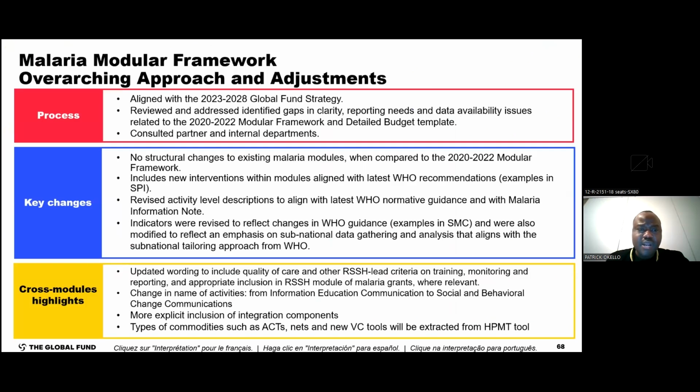What we did was to align it to the next Global Fund strategy, and looked a little bit more to see other areas that need refining and improvement. We did a very wide partner consultation, both internally and externally. The good news is that we don't have many changes on the malaria modules, other than really to integrate the much more streamlined WHO recommendations and language, so that what's in the modules is very much aligned to the WHO guidance. And we do also link what we have in the malaria modular framework to the cross-reference with the modules in RSSH. Next slide.